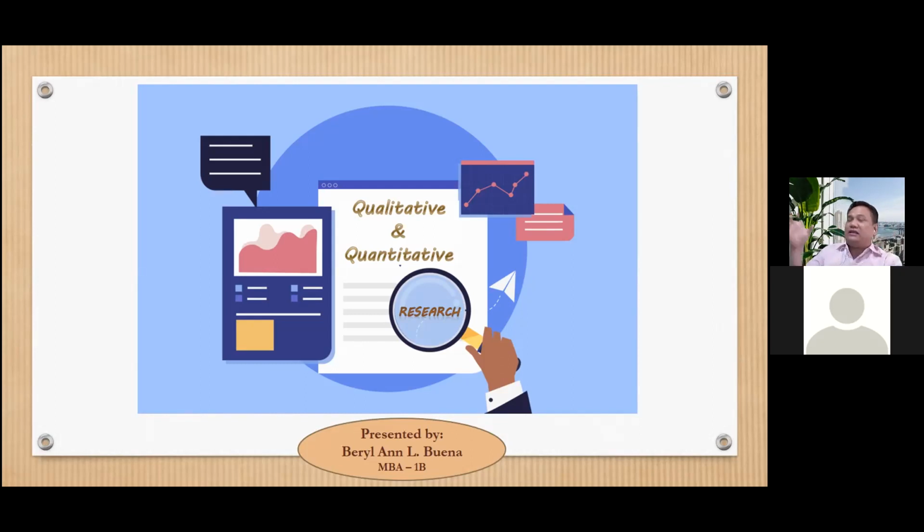Okay? Qualitative research is multi-method in focus, involving an interpretive, naturalistic approach to its subject matter. And this means that qualitative researchers study things in their natural settings, attempting to make sense of or interpret phenomena in terms of the meanings people bring to them.